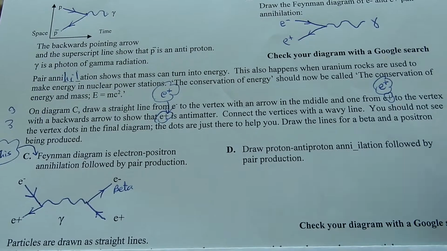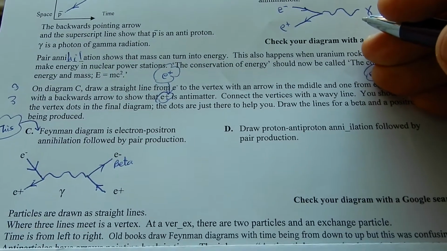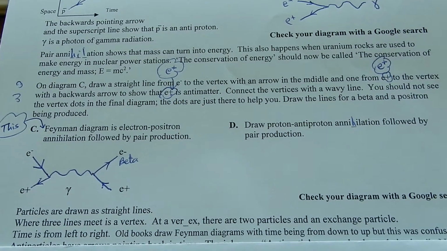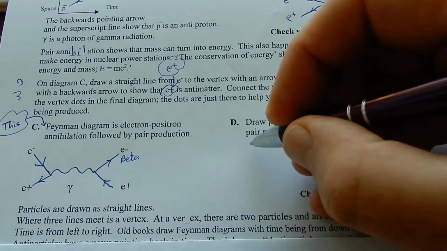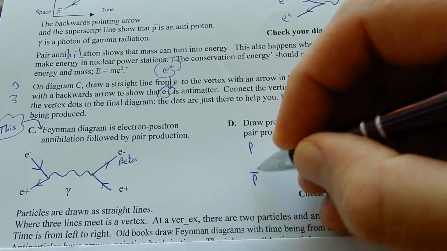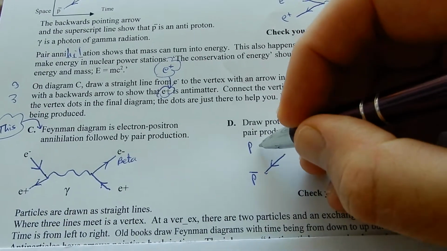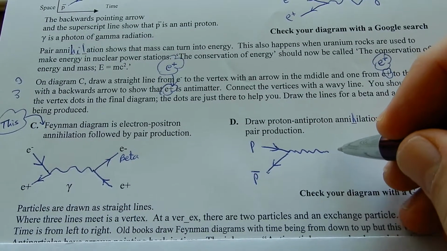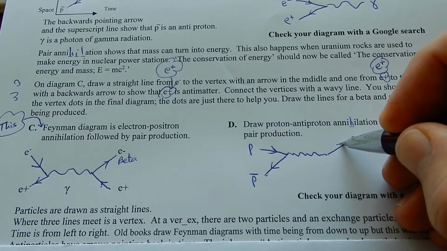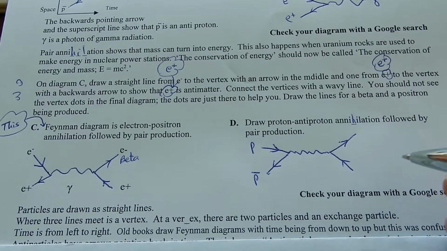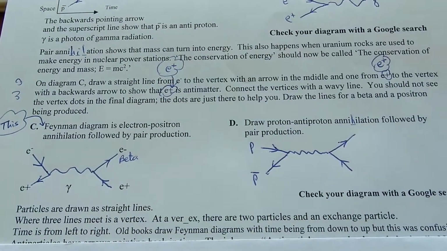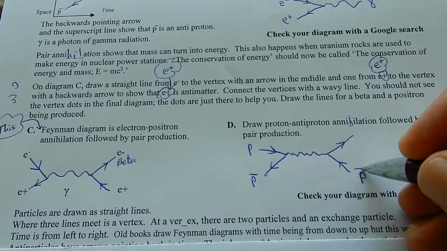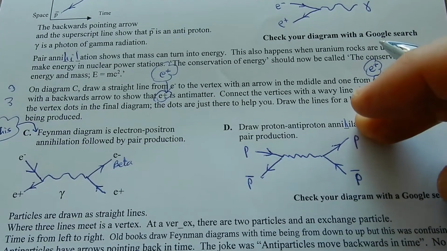Draw a proton-antiproton annihilation followed by pair production. Proton, antiproton: antiproton arrow backwards, proton arrow forwards. They crash making gamma radiation. Time goes along this axis. And that's produced an antiproton and a proton again. Pair production.